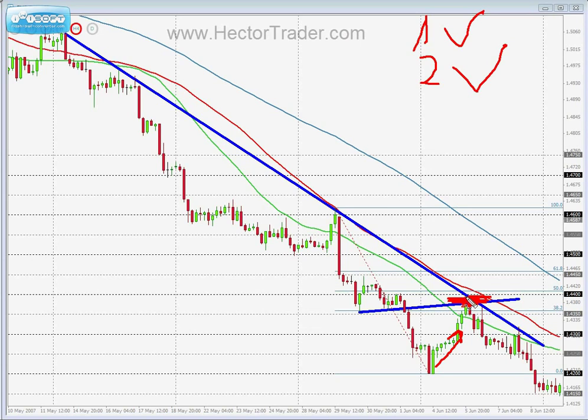Well, once that happens, if that area holds, if it's not breached through, if instead of that we get a turnaround right there, it's a high probability trade. High probability trade for a short opportunity to make some pips. Okay?